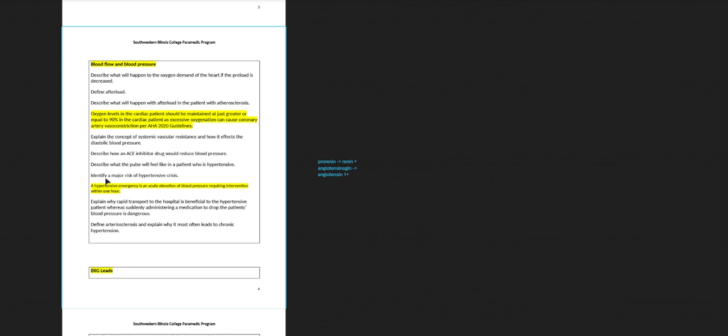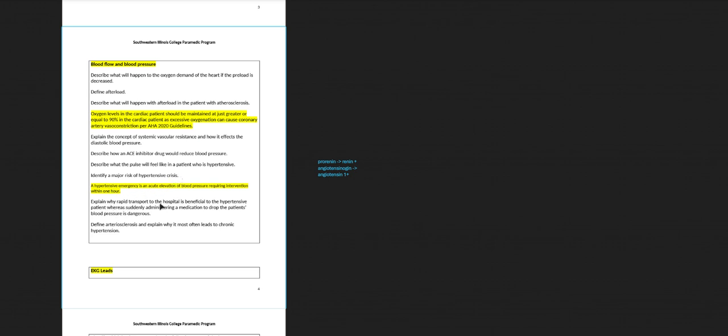I think I read this as identify a major risk for hypertensive crisis, but it's asking a major risk of hypertensive crisis, and that's obviously going to be like a stroke or cardiomyopathy, like left ventricle failure. So you got 2 for 1 there.